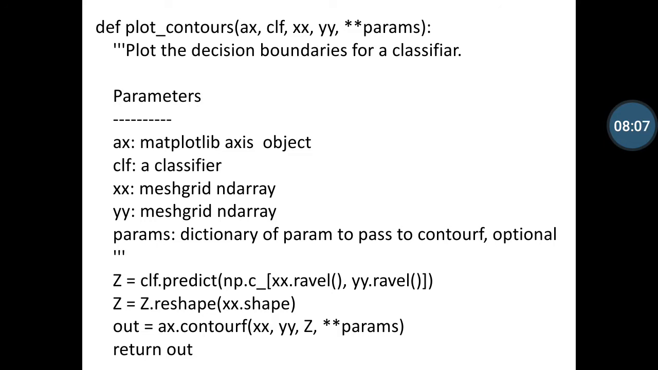Then I describe Z equal to Z.reshape, to reshape the values stored in the Z variable. So I put here xx.shape. Then I use an out variable equal to ax.contourf, and then put the arguments xx, yy, Z and **params, and return out.